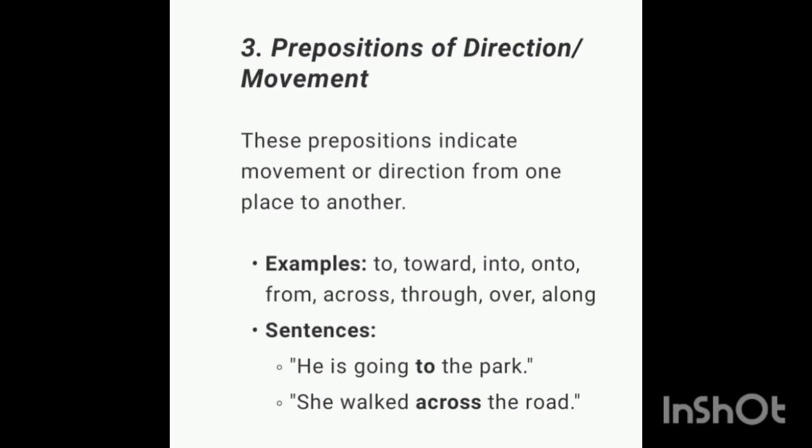The third one is preposition of direction or movement. These prepositions indicate movement or direction from one place to another. Example: to, toward, into, onto, from, across, through, over, along. Here are some sentences. He is going to the park. She walked across the road. When these prepositions are used, there is movement. That is why we call them prepositions of movement.